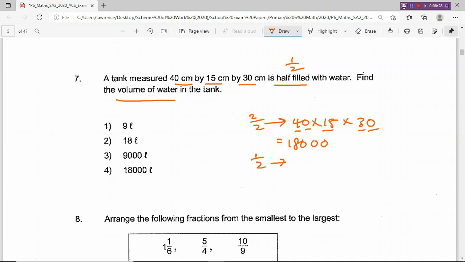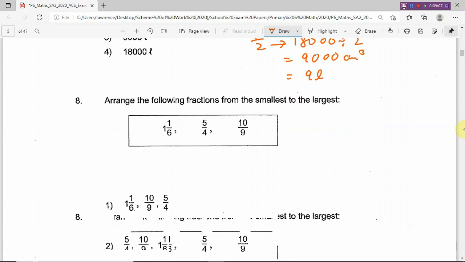So half is 1 unit. Alright, half means 1 unit. So you take 18,000 divided by 2, you will get 9,000. Okay, 9,000. But this is cm cube, right? Cm cube. So you have to change it to what? Change it to liters. So you divide by what? Divide by 1,000. So 9,000 divided by 1,000, you will get 9 liters. So what is the water in the tank? Which is number 1, right? Okay, so it's not very hard at the moment. Alright, until now it's quite easy.